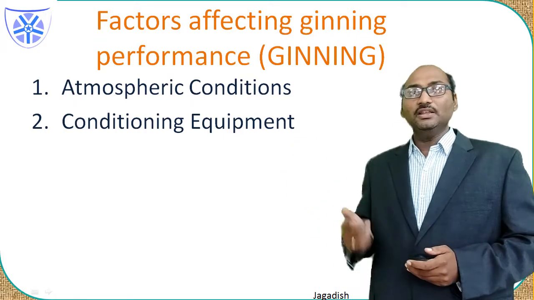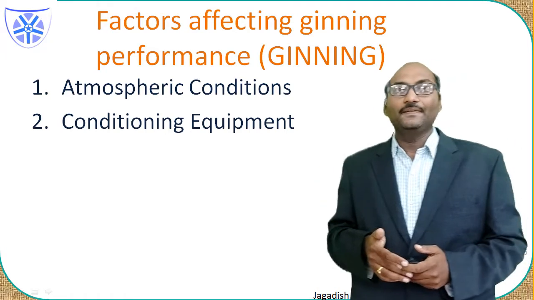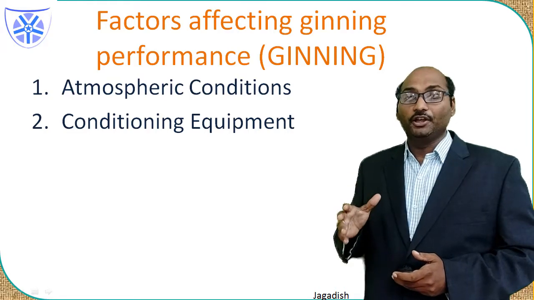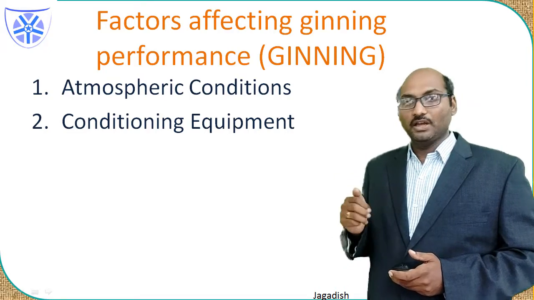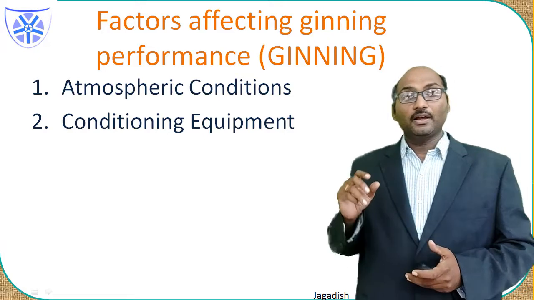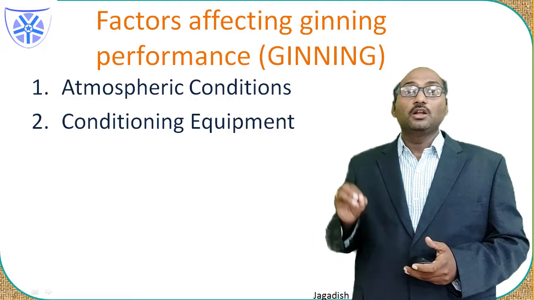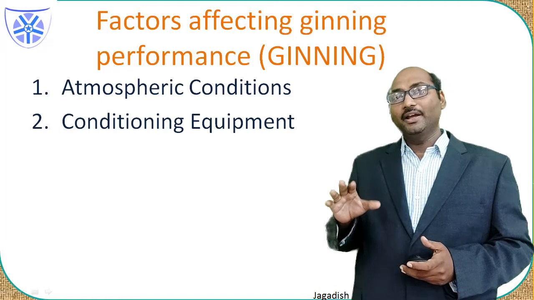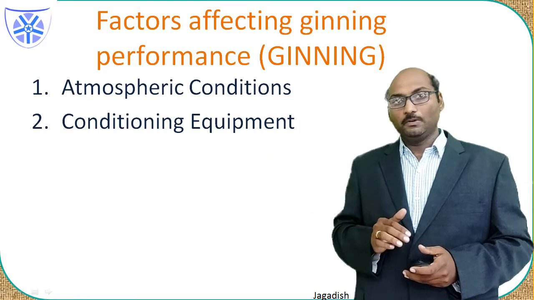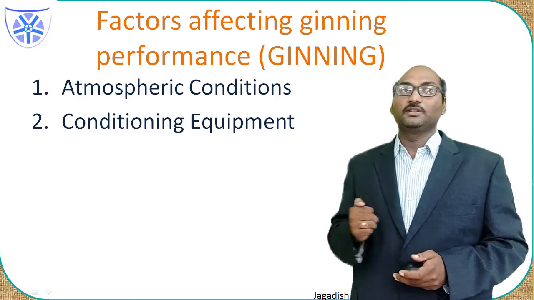So during the ginning, what happens? Two points we could discuss. One is the atmospheric conditions. What should be the relative humidity during ginning? As we understood, cotton is a hygroscopic fiber, and the properties of fibers are going to change with respect to the relative humidity. It has a greater impact on the processes in a spinning mill. Whether it also affects the ginning mill performance, we will see.